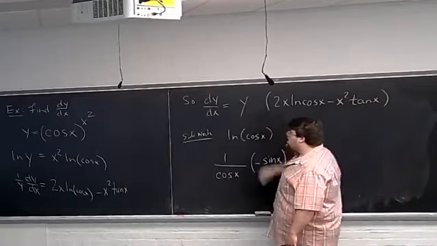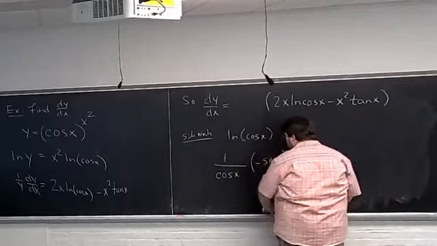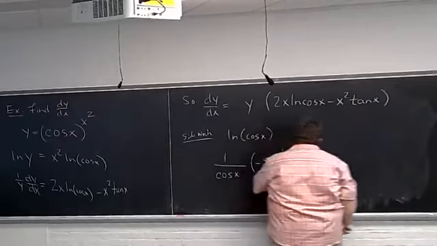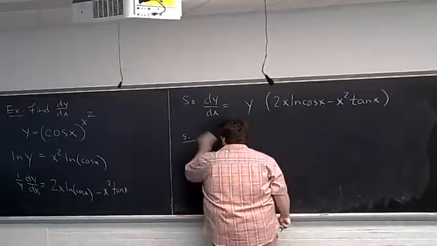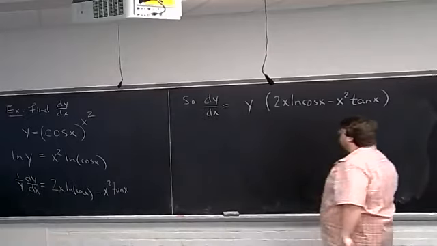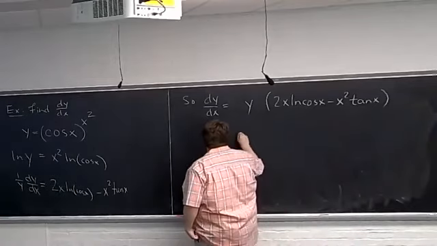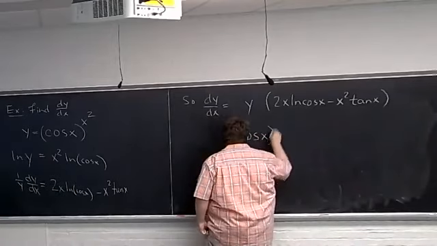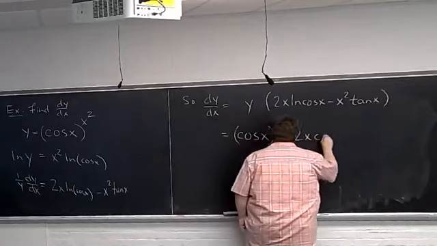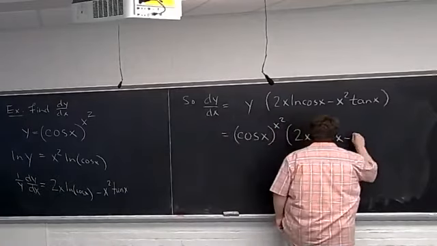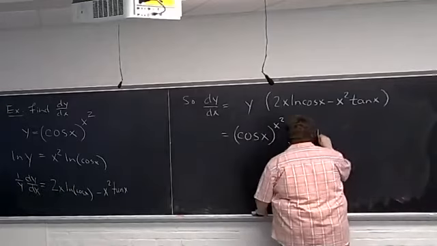All times y, but we can rewrite y in terms of x. And maybe I'll write through that step in this case. dy/dx is that, replace y with cosine x to the x squared, because we can write y explicitly in terms of x. 2x cosine x, 2x log cosine x.